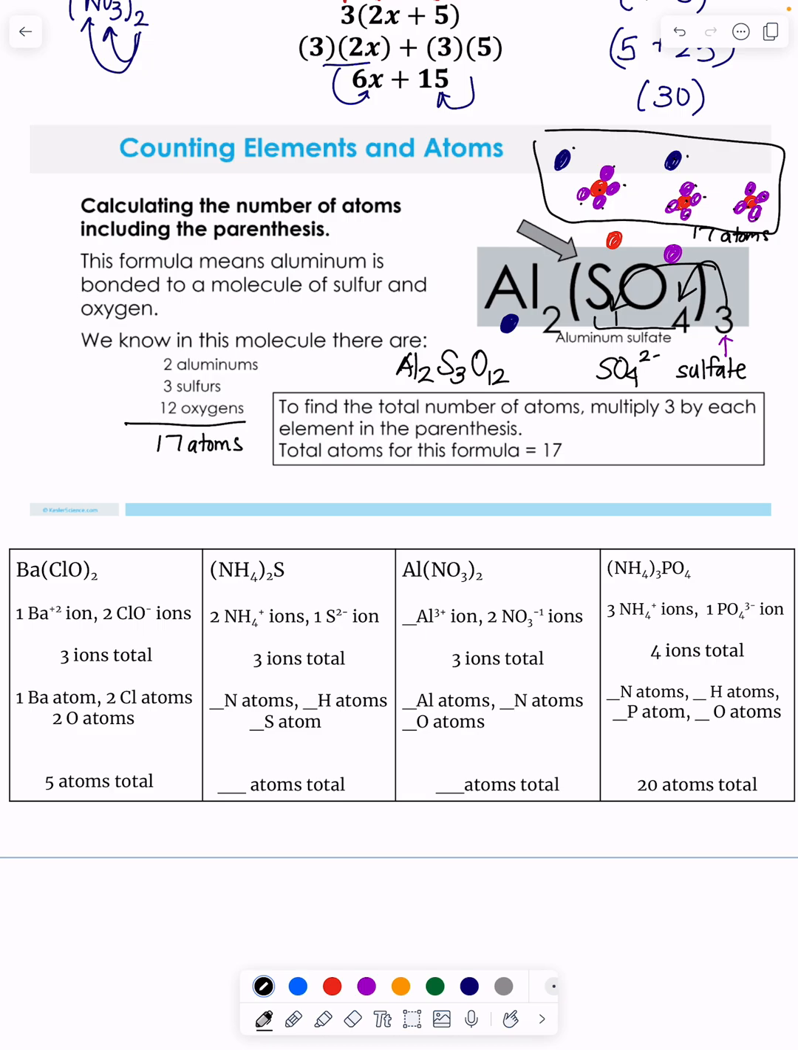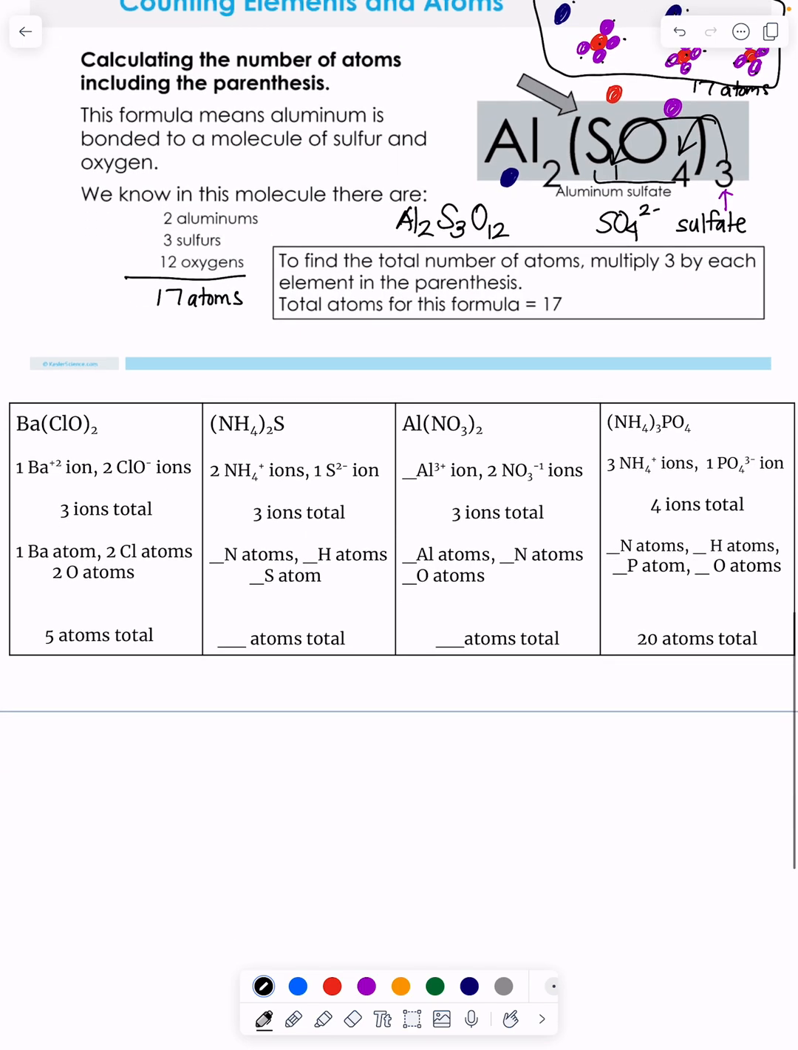atoms total. So to find the total number of atoms for a compound like this, you multiply whatever the subscript is on the outside by each element inside the parentheses, and so we get a total of 17. Let's do that for our examples here.